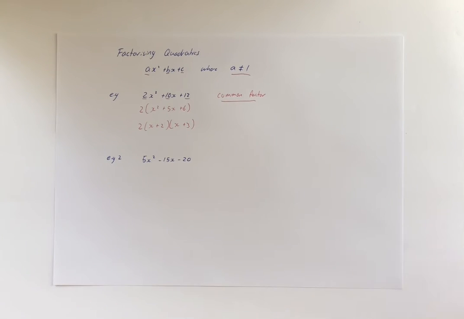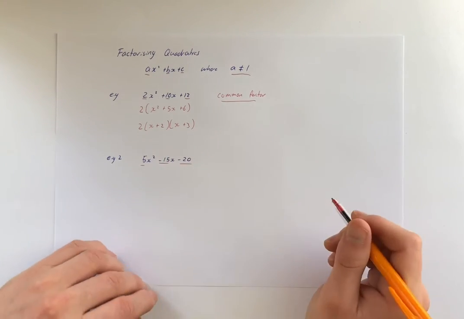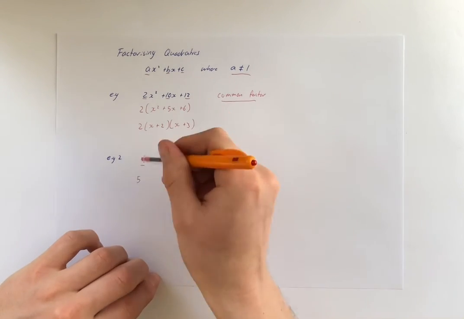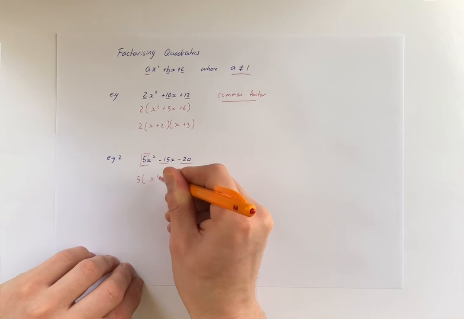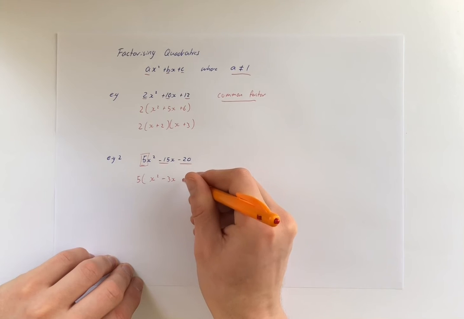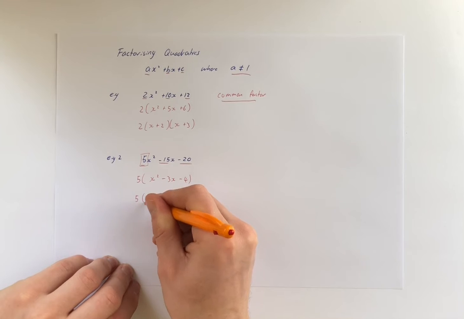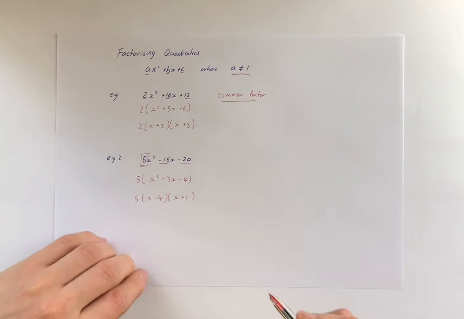Why don't you give the second example a go? 5x squared minus 15x minus 20. Do they have a common factor? Does 5, negative 15 and negative 20 have a common factor? It does. 5, and for these simple ones it usually is just the number out the front. Leaving x squared minus 3x minus 4. Well, that's a simple quadratic. Keep that 5, double bracket, x minus 4, x plus 1.